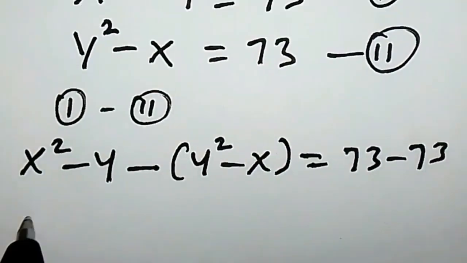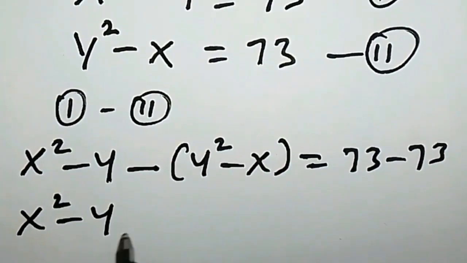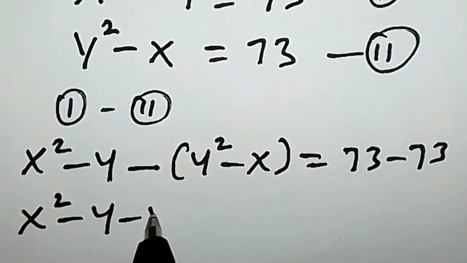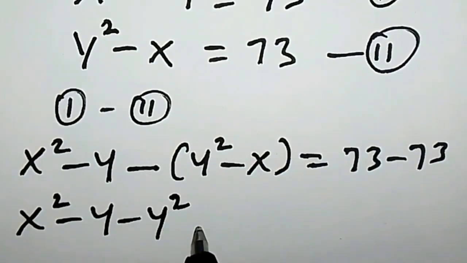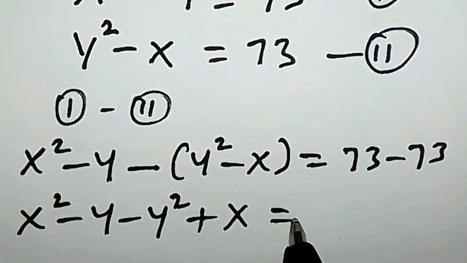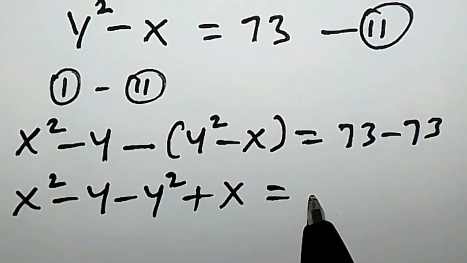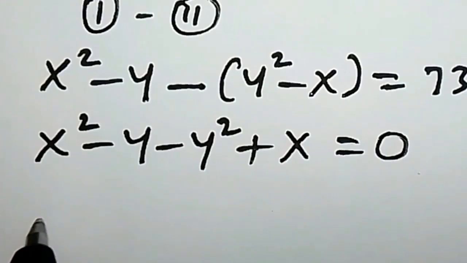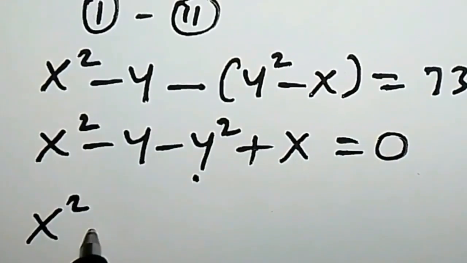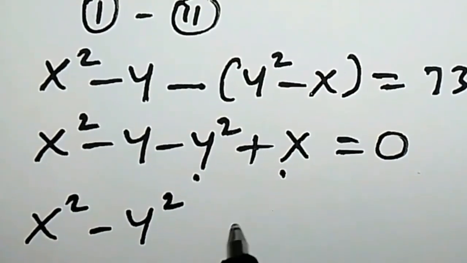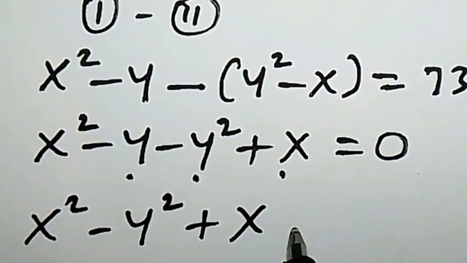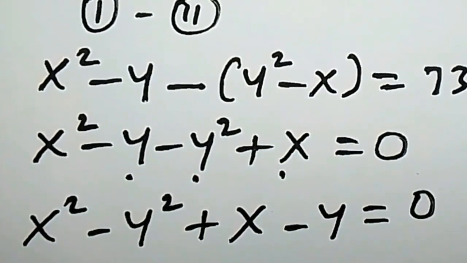Let's continue. x squared minus y, minus times y squared, that is minus y squared, minus times minus, that is plus x, equal to 73 minus 73, that is simply 0. So x squared minus y squared plus x minus y is equal to 0.